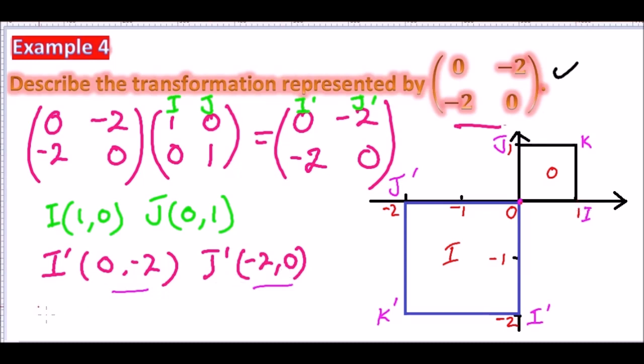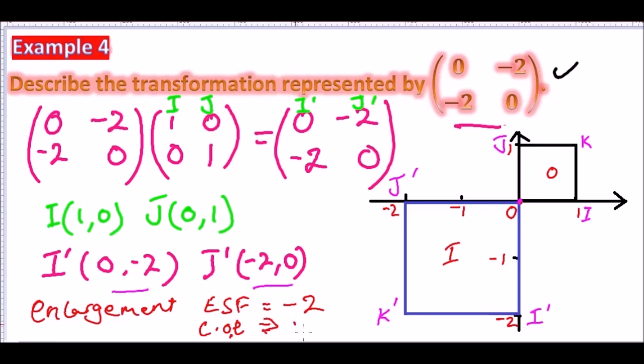So it is an enlargement. The enlargement scale factor is equal to minus 2 because it is on the opposite side of the center of enlargement. The center of enlargement is 0, 0, or we can refer to it as the origin.